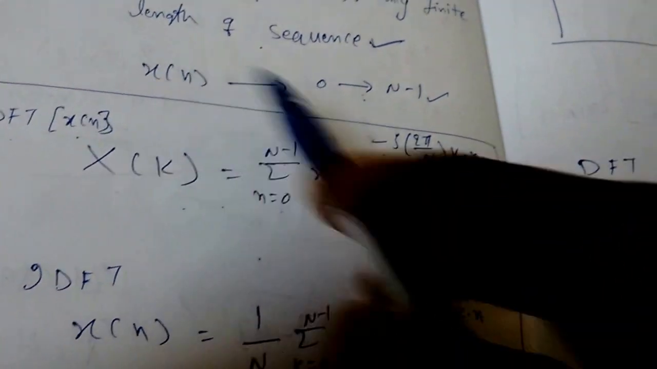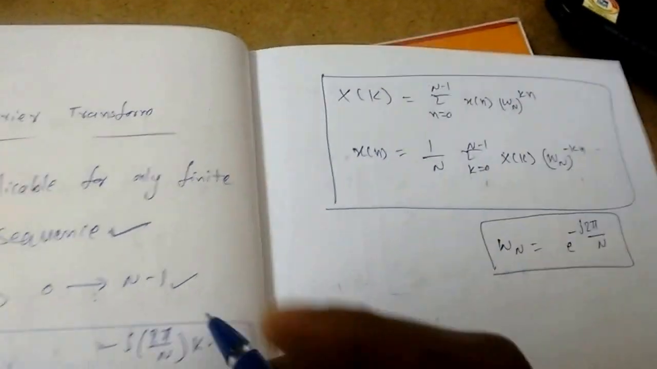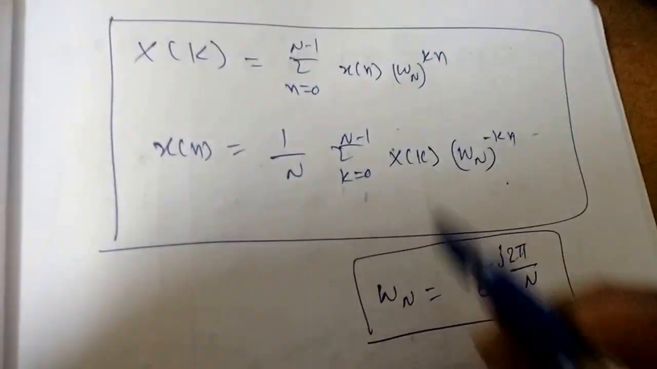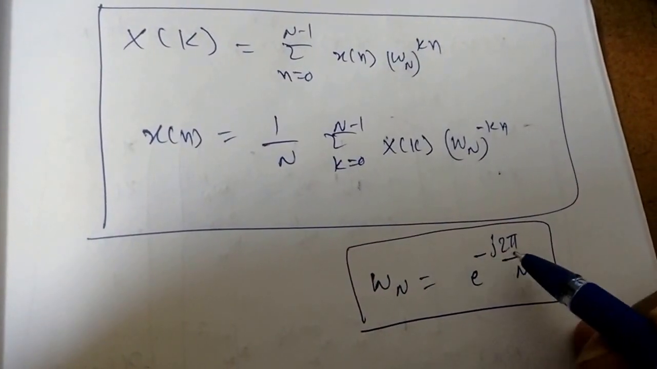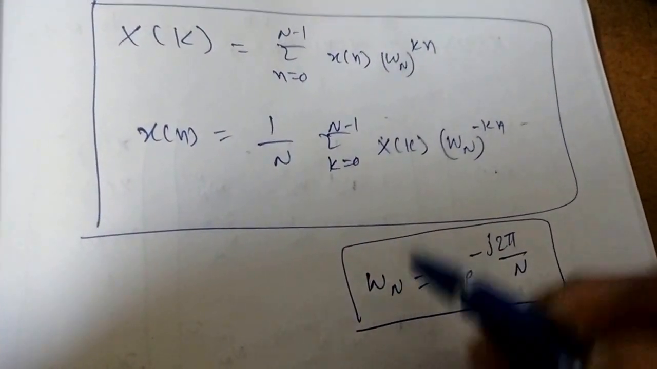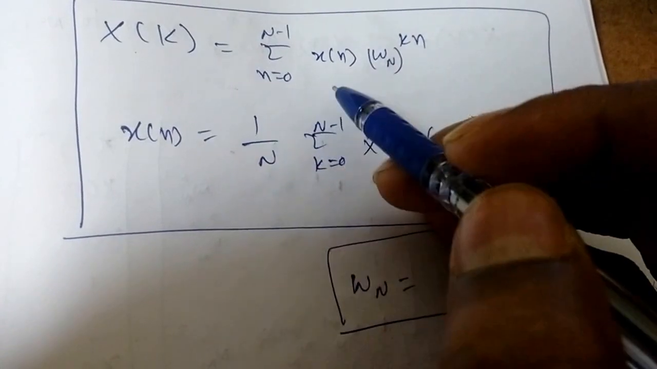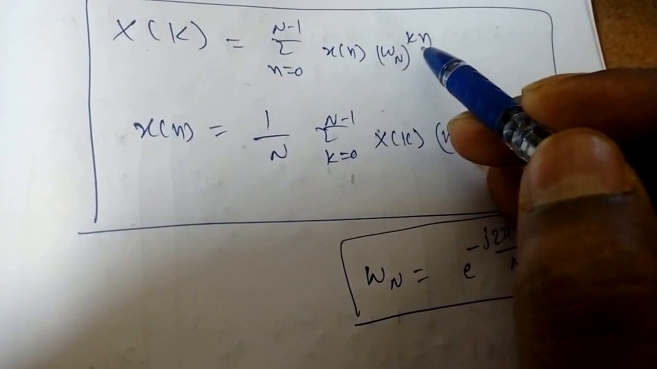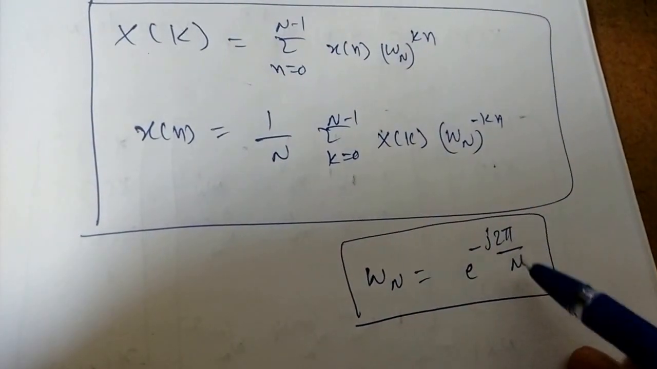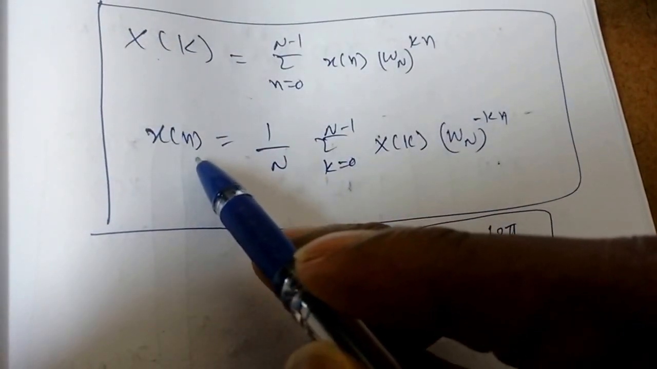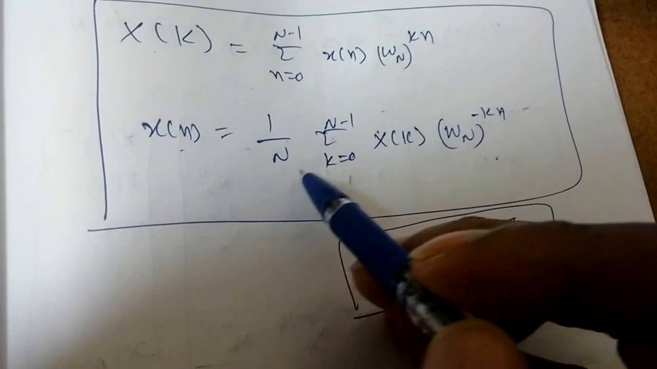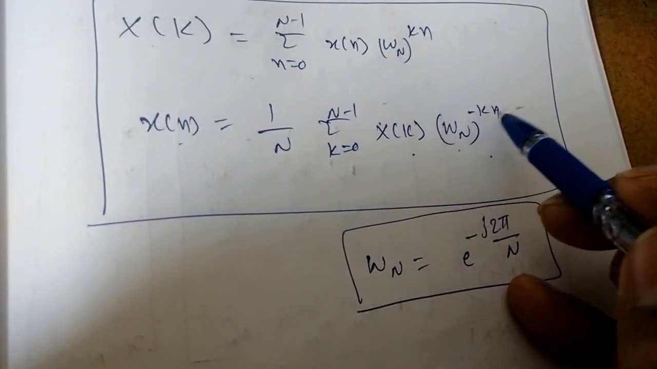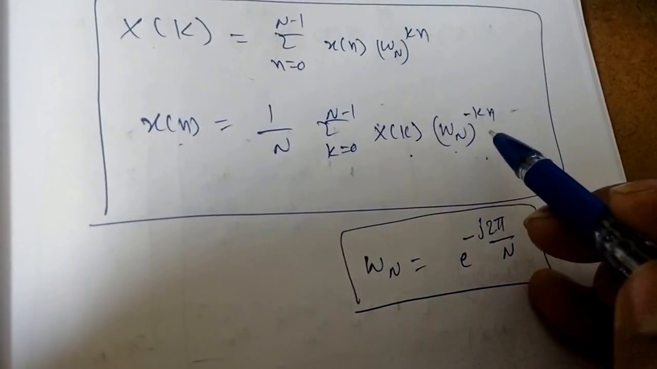The other way of doing this DFT is like this. I will replace e power minus j into 2 pi by N as W_N. So X of k now becomes the sum of x of n into W_N power k into n, where W_N is e power minus j 2 pi by N. And if I want to find the inverse DFT, x of n is equal to 1 by N, sum over k equal to 0 to N minus 1, X of k into W_N power minus kn. Here plus k, here minus k.